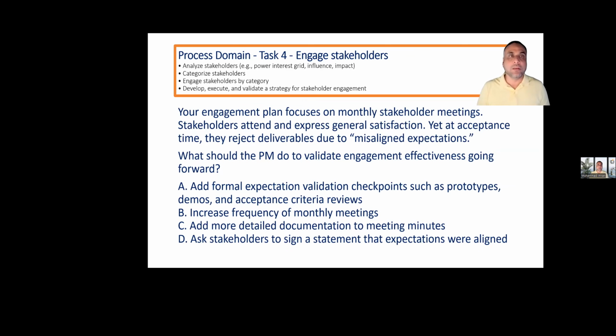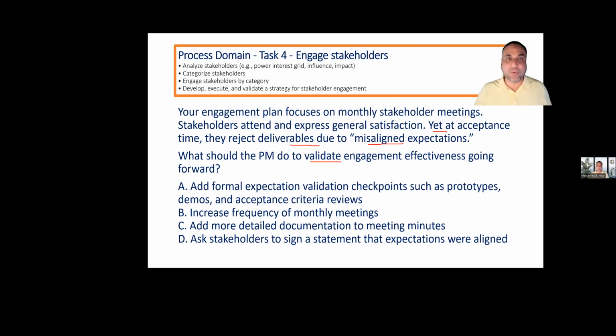Next and last for task 4. Your engagement plan focuses on monthly stakeholder meetings. Stakeholders attend and express general satisfaction, yet at acceptance time, they reject the deliverable due to misaligned expectations. So when you are with me, you are showing everything is good. But when you are not in front of me, you are rejecting everything. What should you do to validate engagement effectiveness going forward? In front of me, you are doing a great job, but when you are not, you are messing things around.